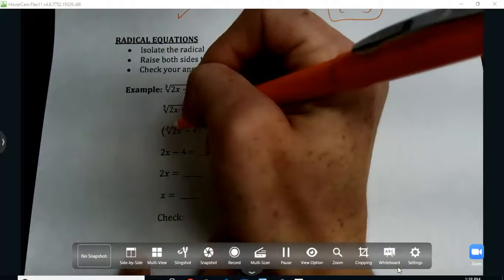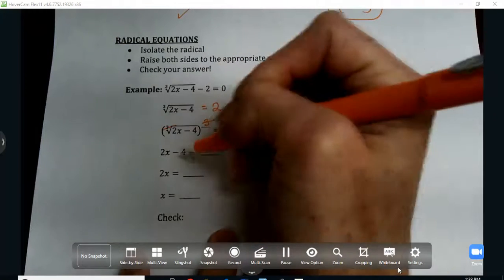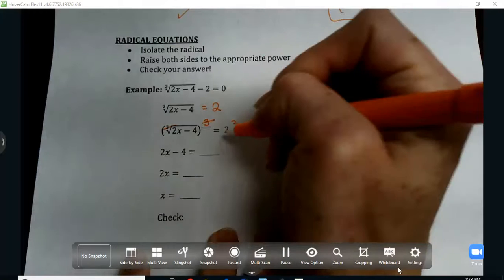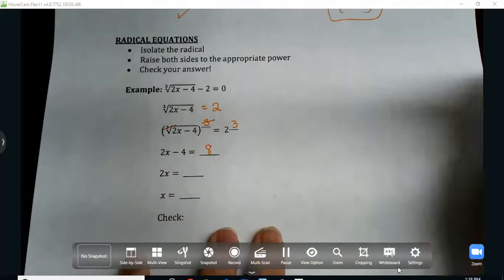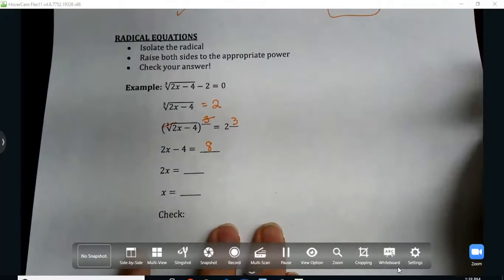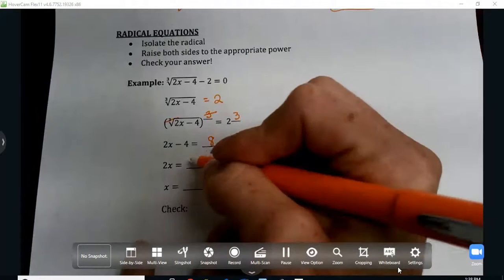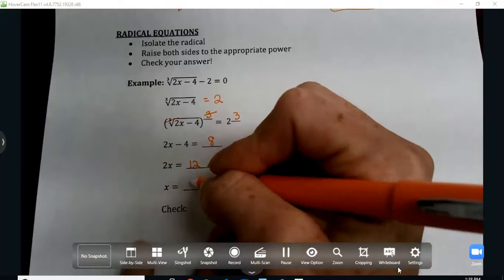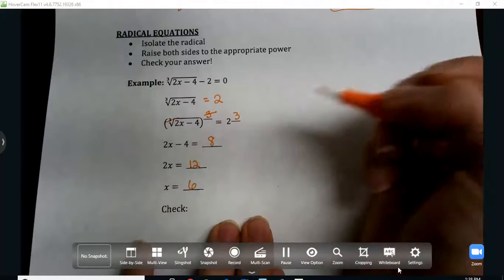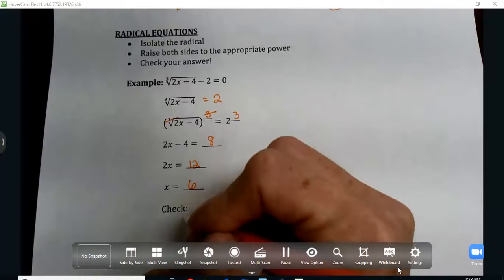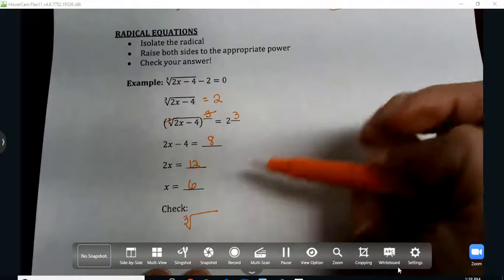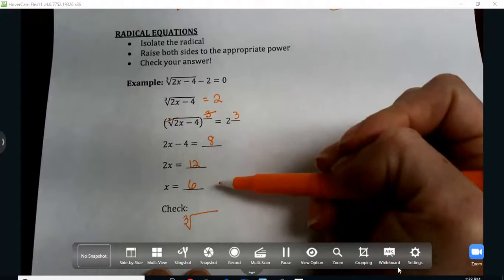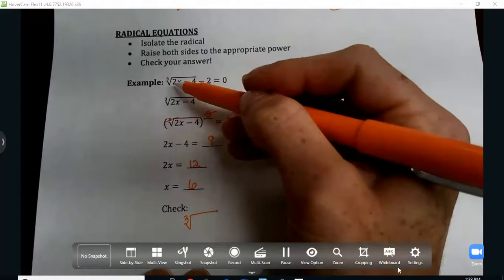So on the left, a cube root and a cube cancel and just leave us with the 2x minus 4. On the right, 2 to the third power equals 8. So if we add over our 4, we get 12, divide by 2, and we get 6. Make sure you are checking on these. These are the problems where it may not work. You don't really have to show me the work, but make sure you're doing it.